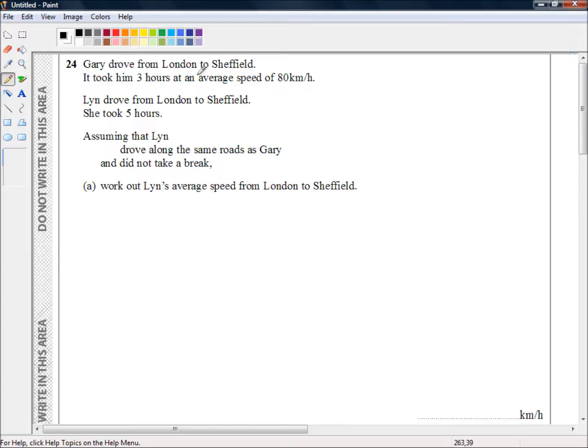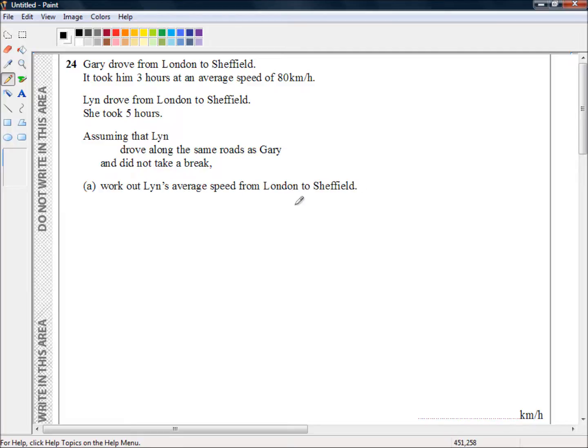Gary drove from London to Sheffield. It took him 3 hours at an average speed of 80 kilometers per hour. Lynn drove from London to Sheffield. She took 5 hours. Assuming that Lynn drove along the same roads as Gary and did not take a break, work out Lynn's average speed from London to Sheffield.